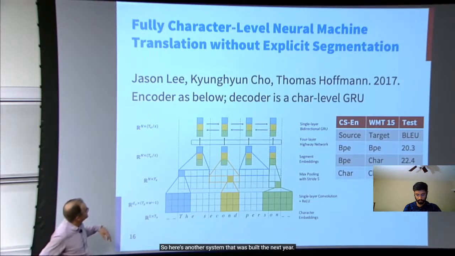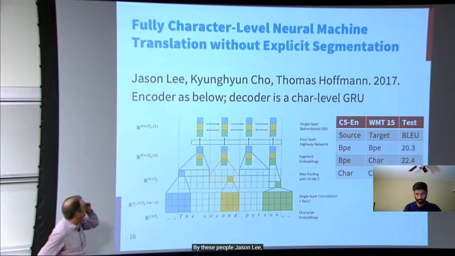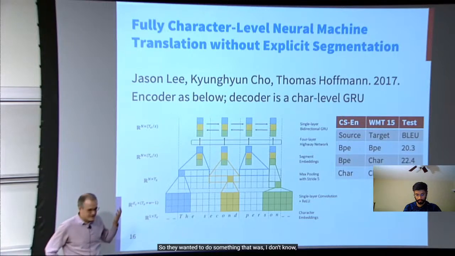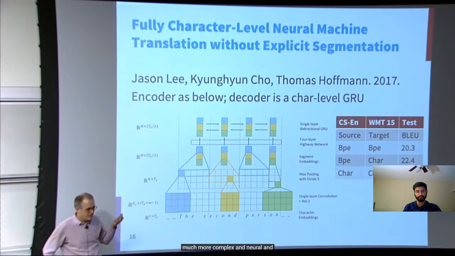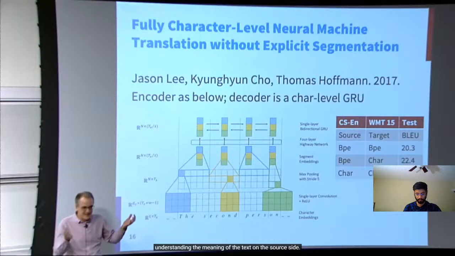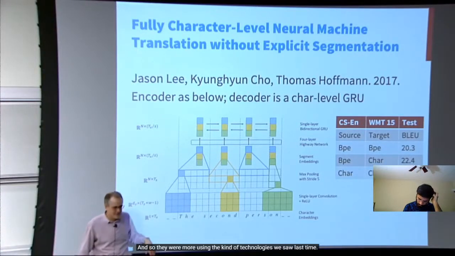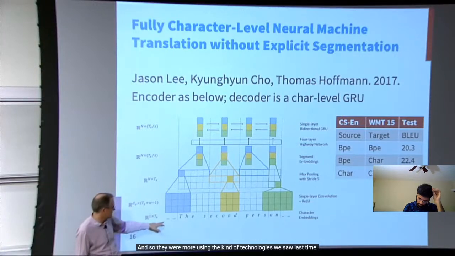So here's another system that was built the next year by these people, Jason Lee, Kyunghyun Cho, and Thomas Hofmann. So they wanted to do something that was, I don't know, much more complex and neural and understanding the meaning of the text on the source side. And so they were more using the kind of technologies we saw last time.